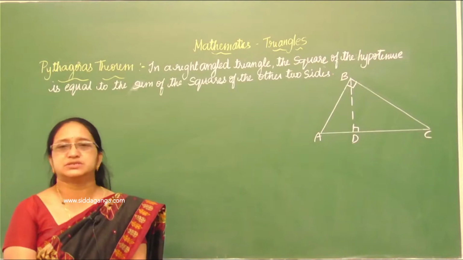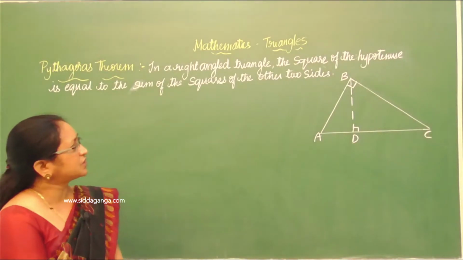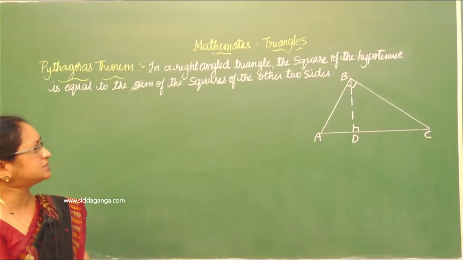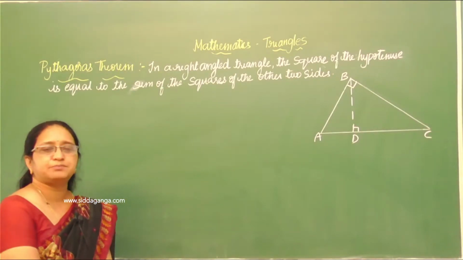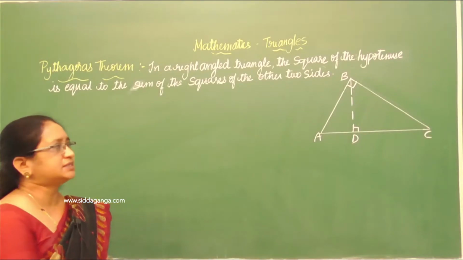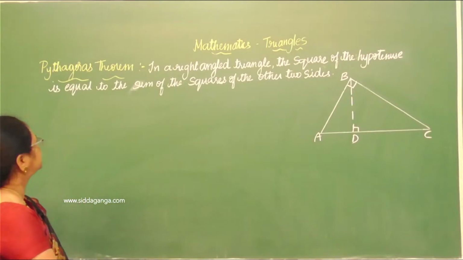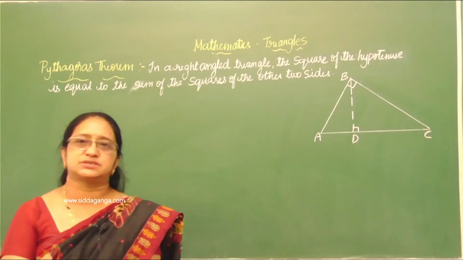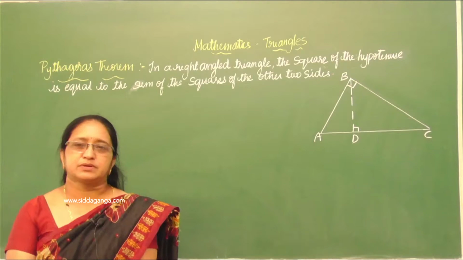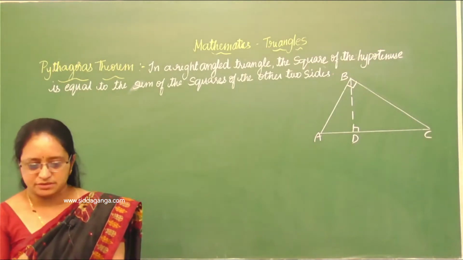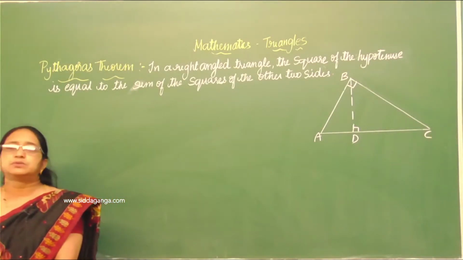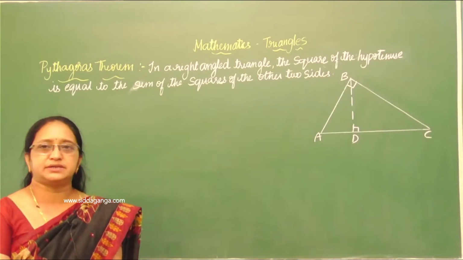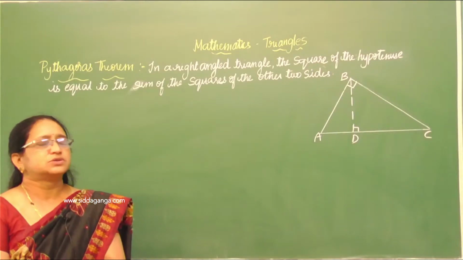similarity concept. Okay. So for that, you all know the statement. Let us try to recall. In a right angle triangle, the square of the hypotenuse is equal to the sum of the squares of the other two sides of a triangle. You are very familiar with this Pythagoras theorem. So we are going to prove this theorem based on the concept of similarity. Clear? So now let us see.